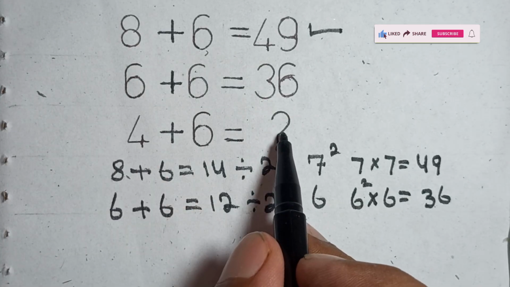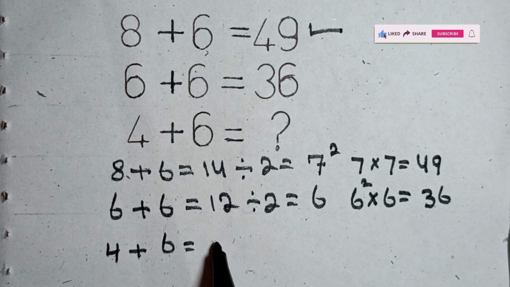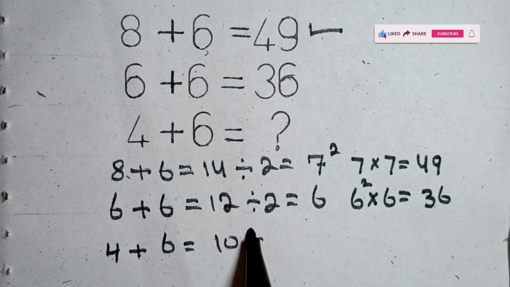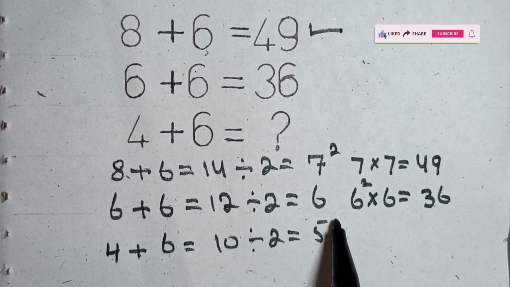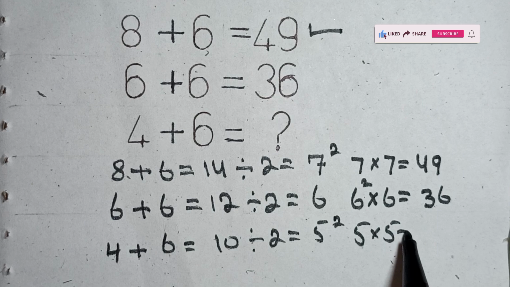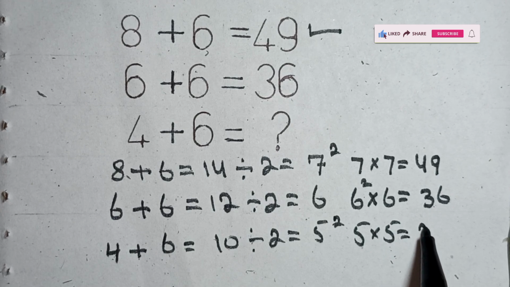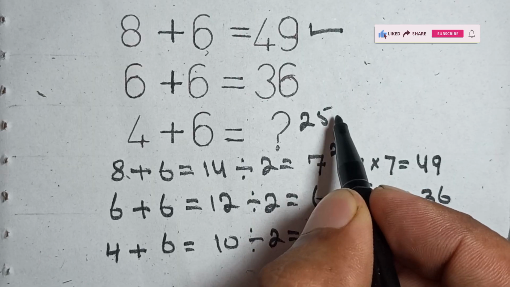So we apply the same logic to find this missing number. 4 plus 6 equal to 10. 10 divided by 2 is 5. 5 square is 25. So the missing number is 25.